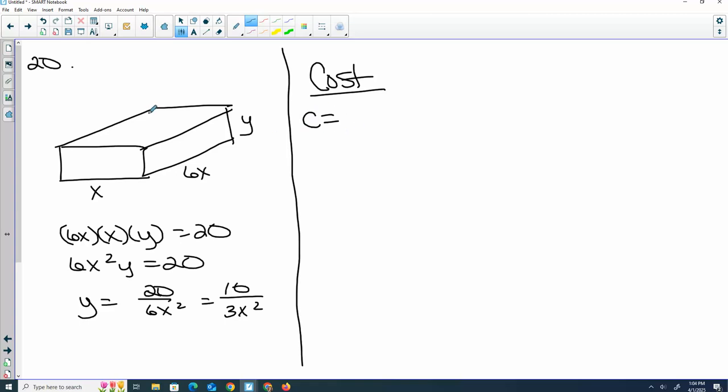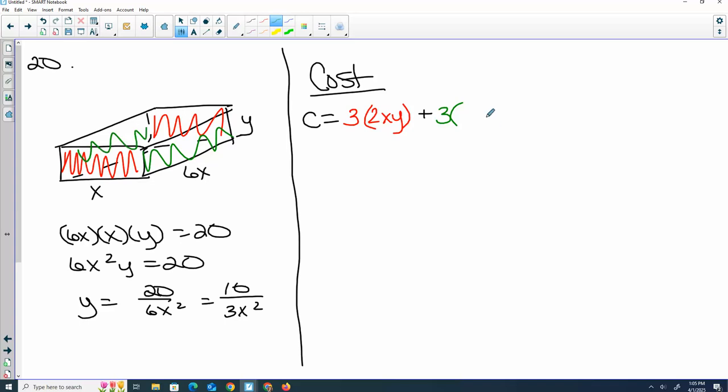Okay, it tells me how much I have to pay for each side. So the sides of the box cost $3. If I think about this, area is XY and this one is XY, so we have 2XY, right? And how much do we pay for those? 3. Alright, now I'm going to add my left and right. These are still $3 because they're sides. This would be 6XY plus 6XY, so that would be 12XY.